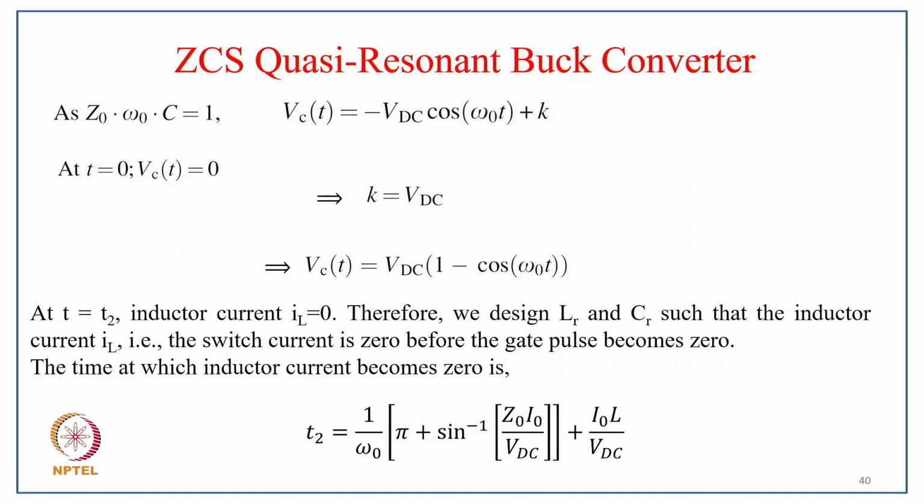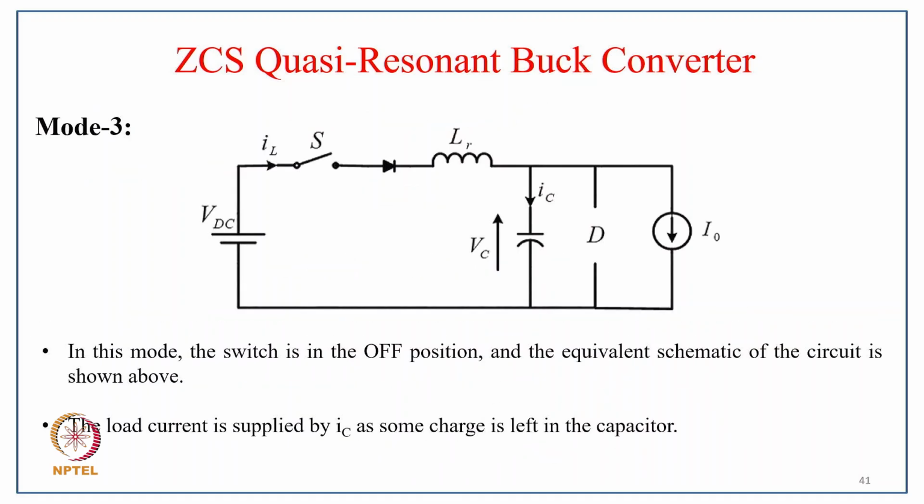So at t equal to T2, the inductor current IL equals 0. Therefore, we design L and CR such that the inductor current IL, that is the switch current, is 0 before the gate pulse becomes 0, and this is the time at which the inductor current becomes 0. So T2 equals 1 upon omega 0 in bracket pi plus sine inverse of Z0 I0 upon VDC, plus I0 L upon VDC. Now coming to mode 3, when your switch and diode are both off.